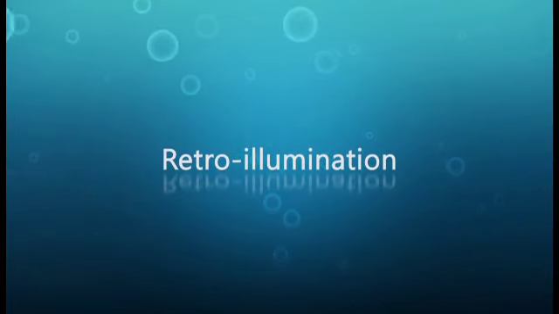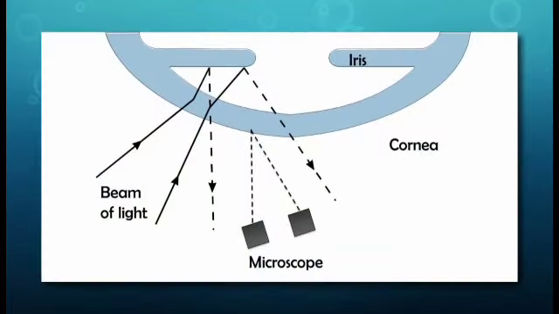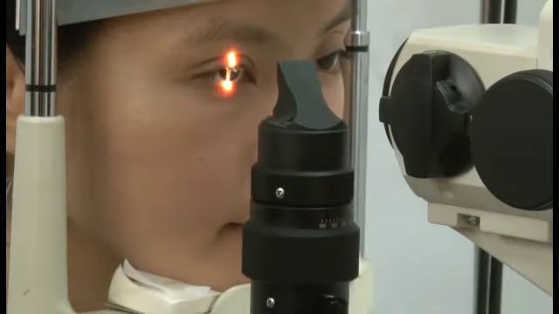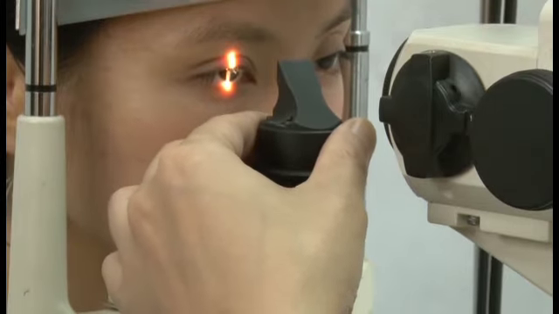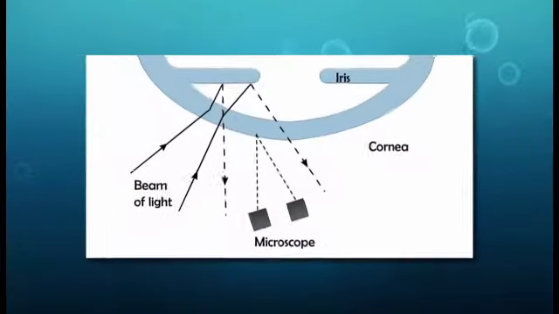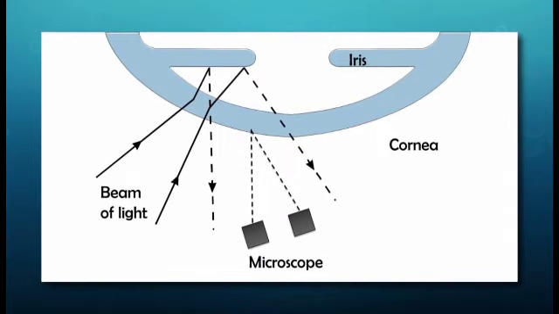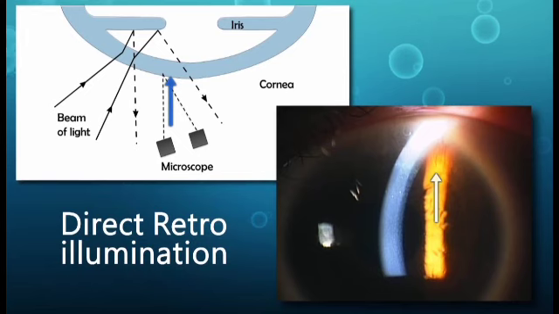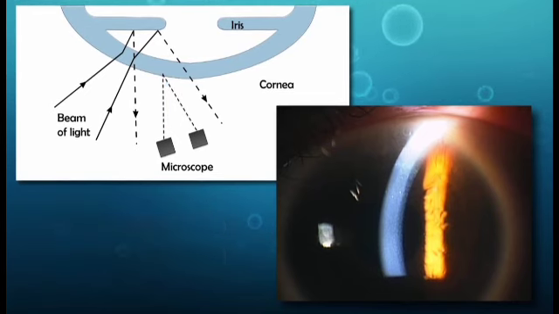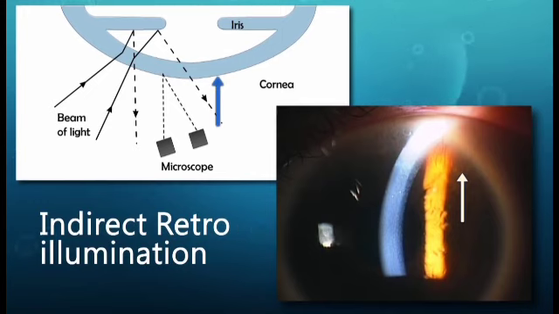Retroillumination. Retroillumination makes use of the light reflection from the iris or retina as the secondary source of illumination to examine eye structure in front of it, for example, the cornea. It is called direct retroillumination if the viewing location is illuminated by the secondary light source, and called indirect retroillumination if the viewing location is next to it.